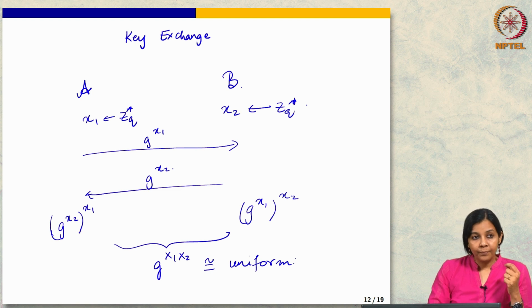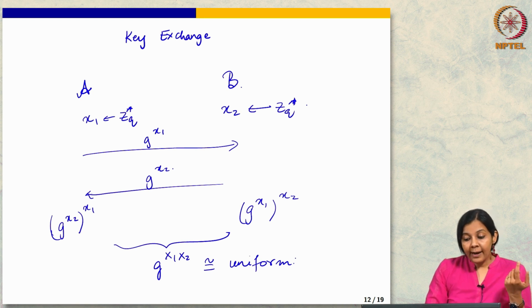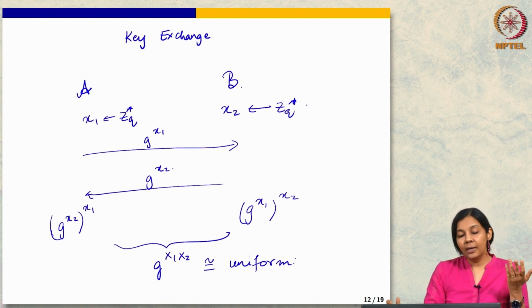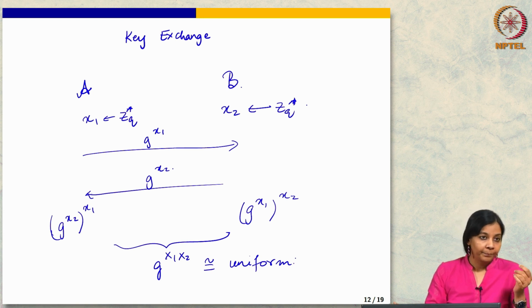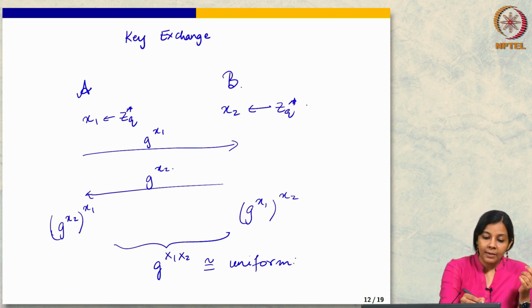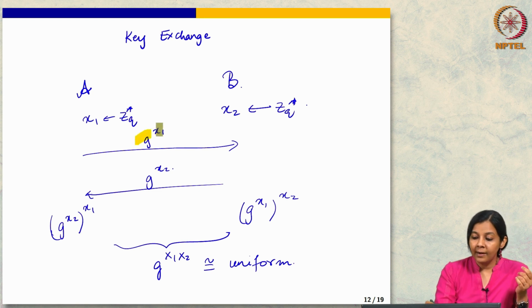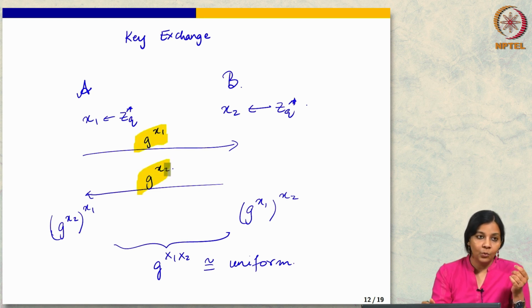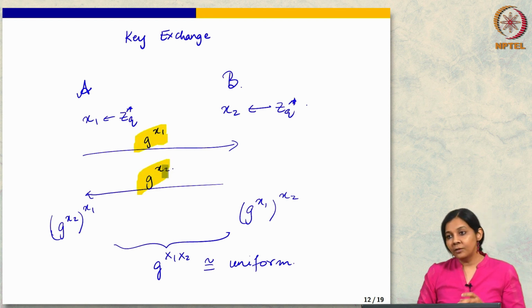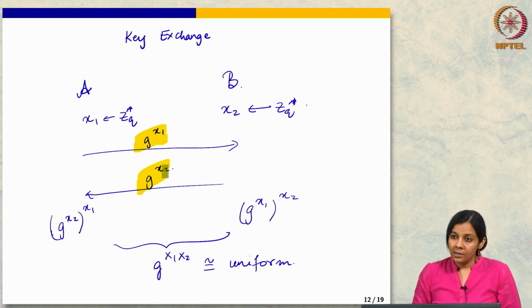So even the eavesdropper can't find anything. In fact, according to the DDH assumption, the eavesdropper learns nothing. What does the eavesdropper see? The eavesdropper cannot see inside our heads, so it can only see these two. And this is exactly the situation that the DDH assumption is handling. Given G to the x1 and G to the x2, I cannot compute G to the x1 x2, and I cannot even distinguish it from uniform.